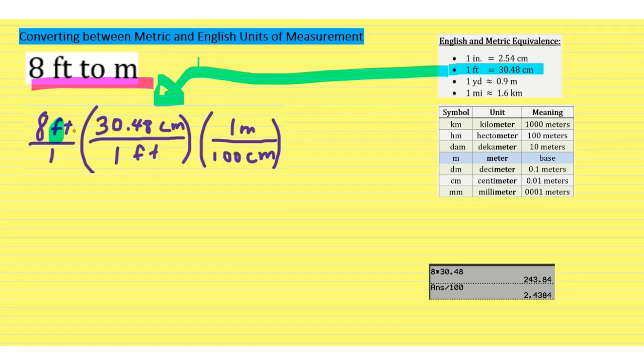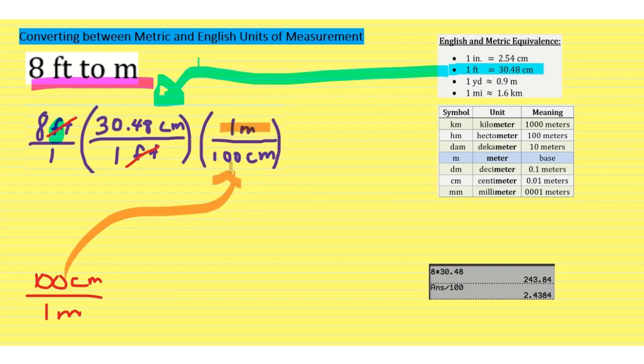And that allows me to cancel out my feet. And now I have centimeters that I need to cancel out. So I am going to come up with a conversion factor where centimeters are in the denominator. But like I said, these charts don't work for me very well. I like to use 100 centimeters, which are little things, fit into 1 meter. So that is where I get my conversion factor here, 1 meter is a big thing, and 100 little centimeters fit into it.